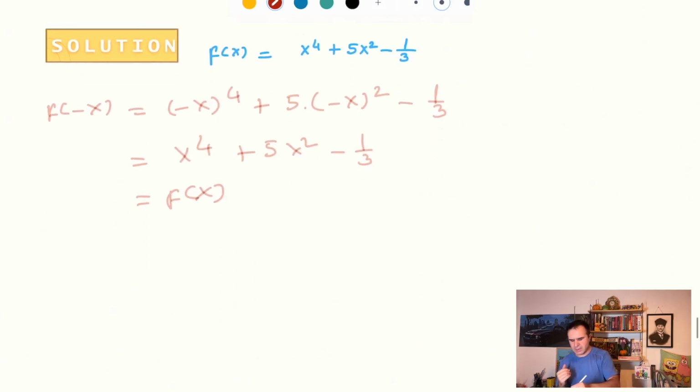Then this means f of minus x equals f of x for all x values. Since for all x values f of minus x equals f of x, this function is an even function.